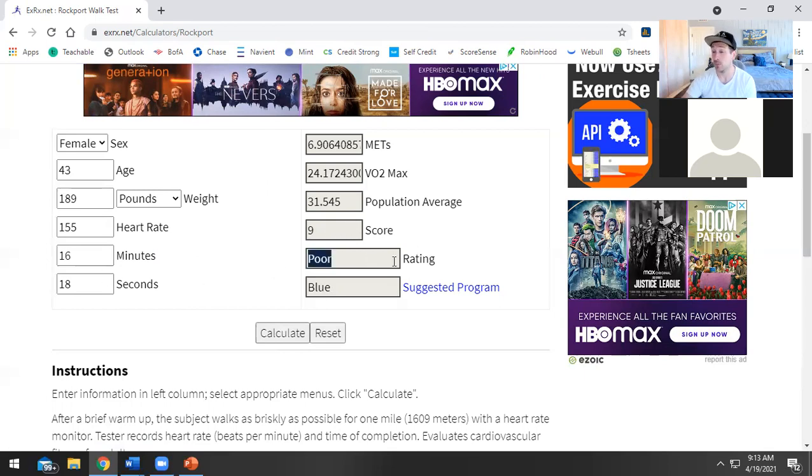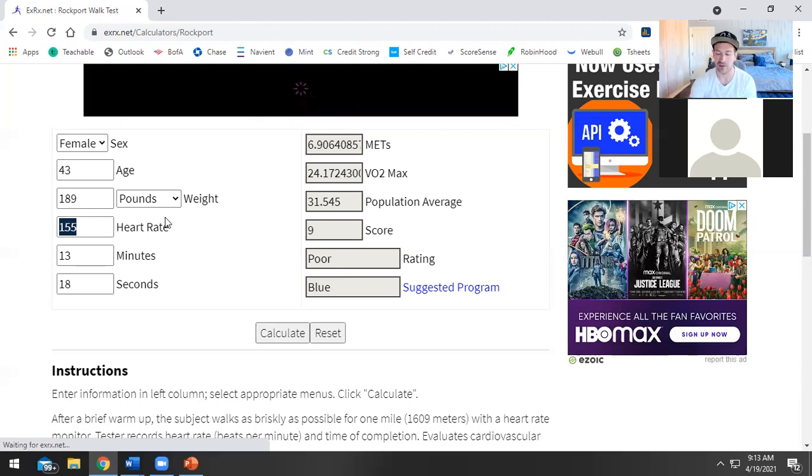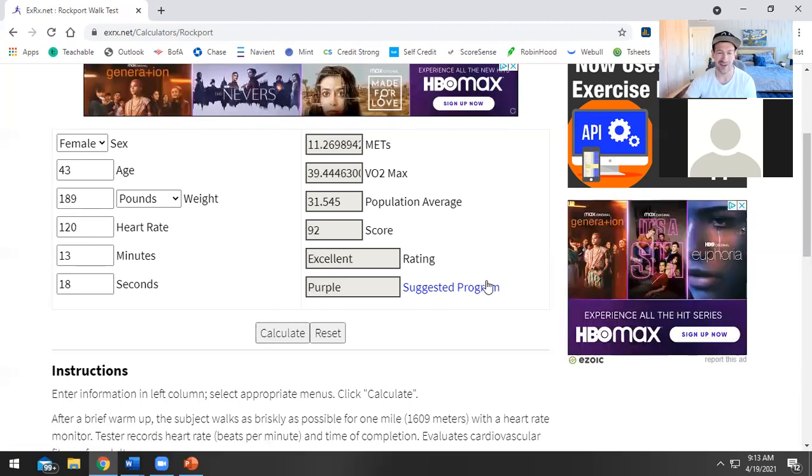So that's going to put them in the poor category, which means that we're going to be pretty gentle with this person, right? We're probably going to give them some pretty gentle workouts. And just for the sake of argument, let's see what happens if we have 13 minutes and their heart rate's like 120. That person's crushing it. That person's at a 92. They're in the excellent category. Their VO2 max is 39.